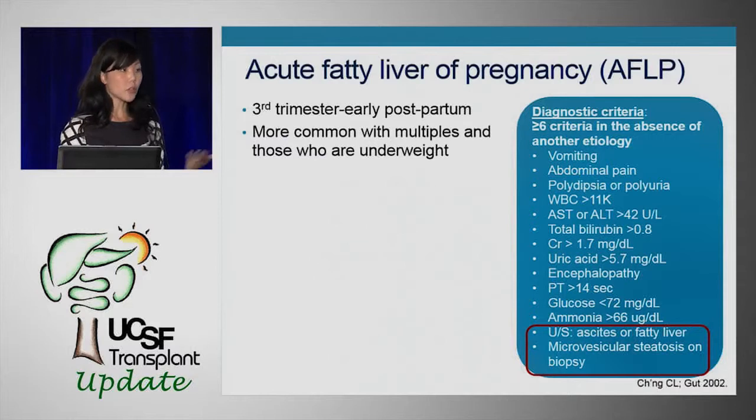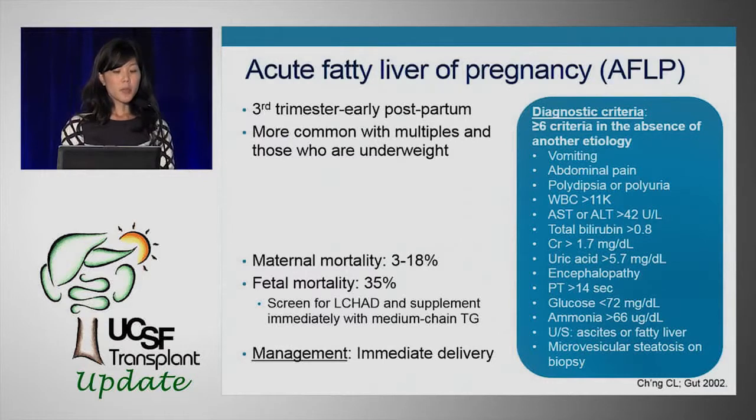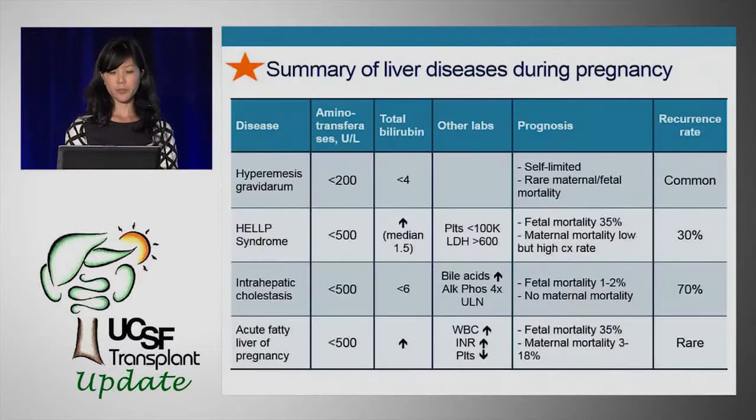And if you do get a liver biopsy, then the liver biopsy will show microsteatosis. But of course, if a patient has coagulopathy during pregnancy, we're oftentimes not recommending a liver biopsy, and the diagnosis can definitely be made using other criteria without proceeding with biopsy. Maternal and fetal mortality is very poor, with up to 18% maternal mortality and 35% fetal mortality. The management of acute fatty liver of pregnancy is immediate delivery.